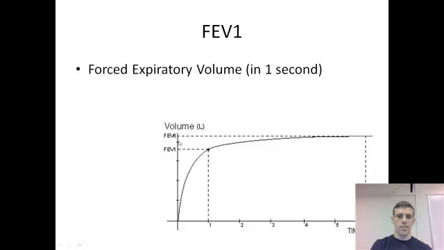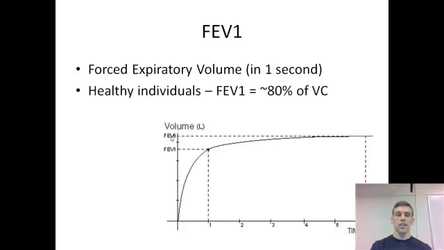And you can see that their max, or their FEV6, so after 6 seconds, this is all the air they could possibly blow out, was maybe about 4.25. You see that they got a lot of air out in 1 second, right? Their forced expiratory volume in 1 second was quite large compared to their total air that they expired, right? And so this looks like a healthy individual. Healthy individuals usually have an FEV1 around 80% of their vital capacity, right?